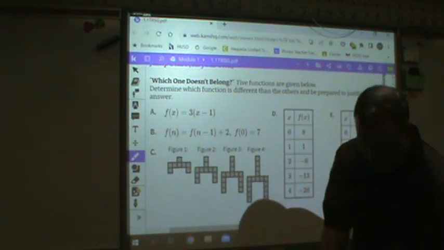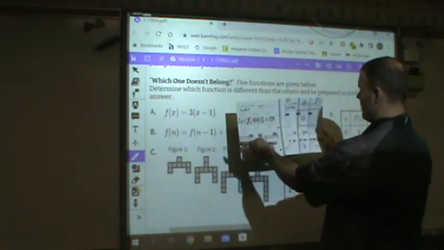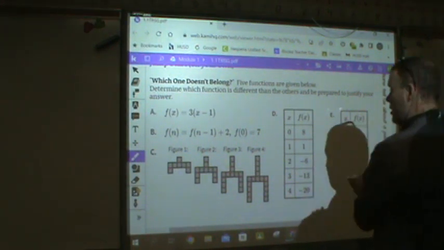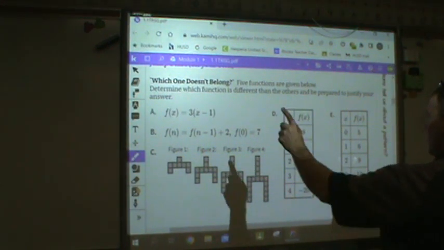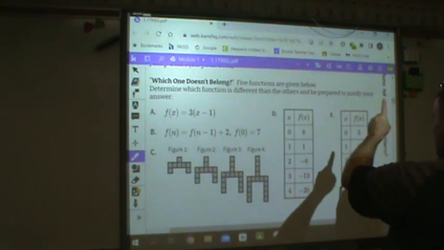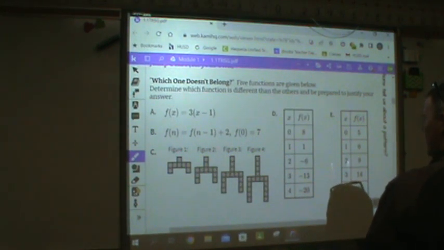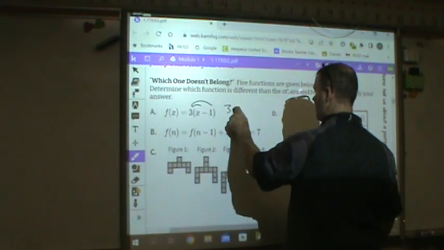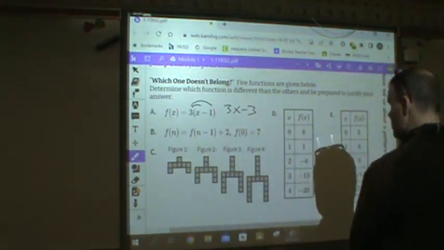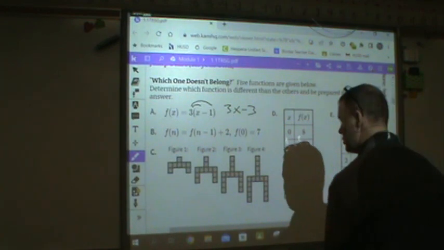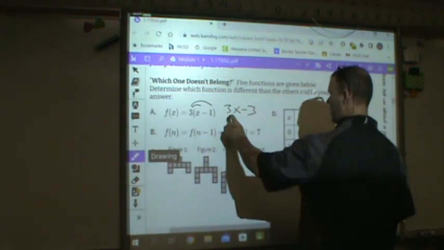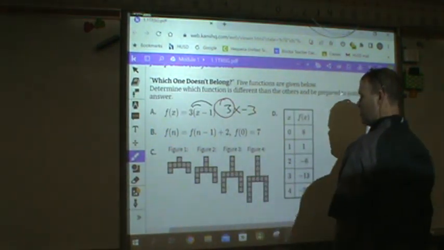If you need to, refer back to your explicit and recursive equations on pages 3 and 4 to determine this. But my suggestion is to pause the video for a minute and see if you can determine the rate of change of these figures here. Okay? A is a little bit different form than what you're used to seeing. If you distribute, you get 3x minus 3. So f of x equals 3x minus 3. What is the rate of change? Well, hopefully you paused it, 3 is the rate of change all the time.